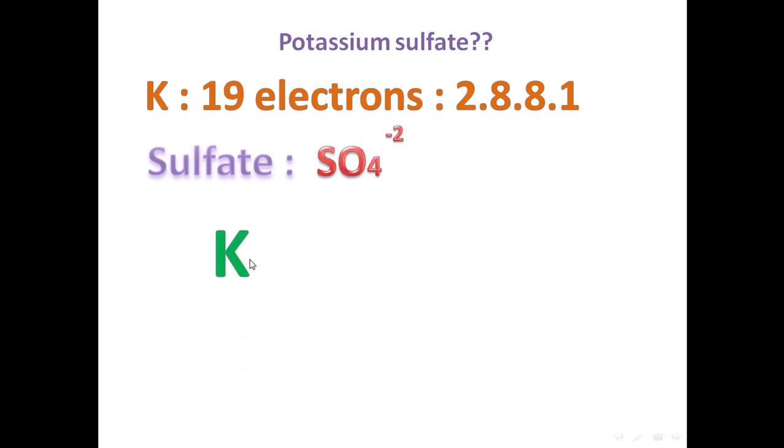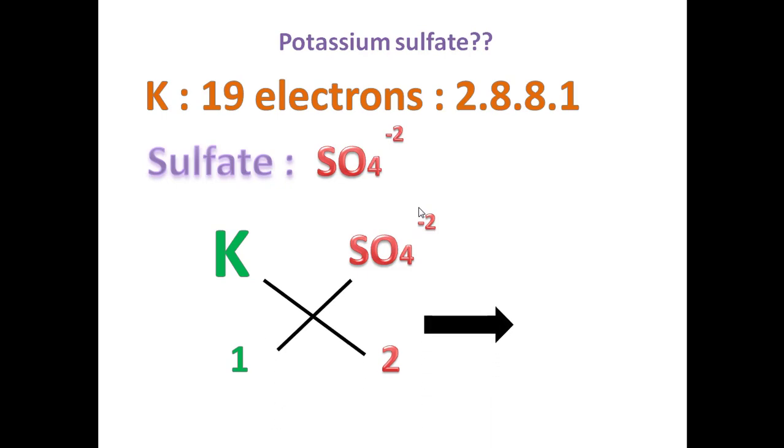So we start with K, which is the symbol of potassium, and we write its valence electron below. Same for sulfate, but here, what is the valence electron for sulfate? We don't have a valence electron because we have more than 1 atom, so we put its overall charge, which is 2. We put a cross multiplication, so the correct formula of potassium sulfate is K2SO4.